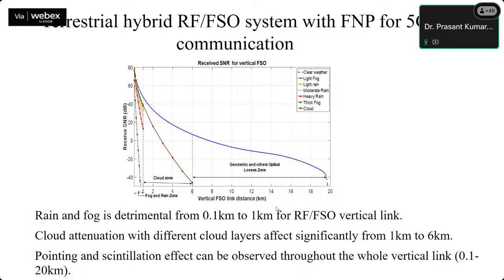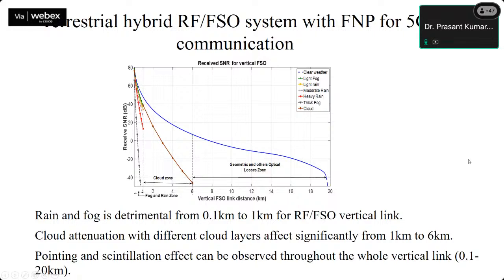So if your detector sensitivity is better than, say, minus 40 dB, then your system is going to work up to 20 kilometers. In the first part of this plot, where I put these dotted lines, I say it's a fog and rain limited zone, this small initial section, and then this bigger part is a cloud zone. The rain and fog zone is around 0.1 kilometer to 1 kilometer for RF/FSO vertical links, and in the cloud zone the attenuation due to the clouds affects significantly from 1 to 6 kilometers, and the pointing and scintillation effects can be observed throughout the link from 0.1 to 20 kilometers.